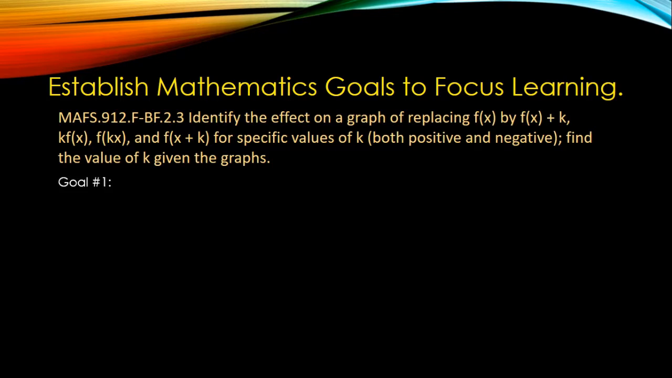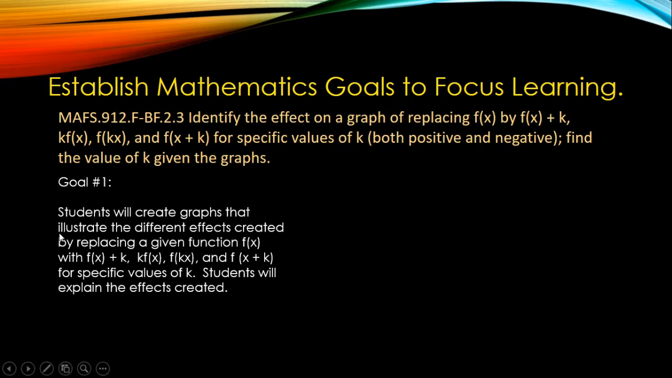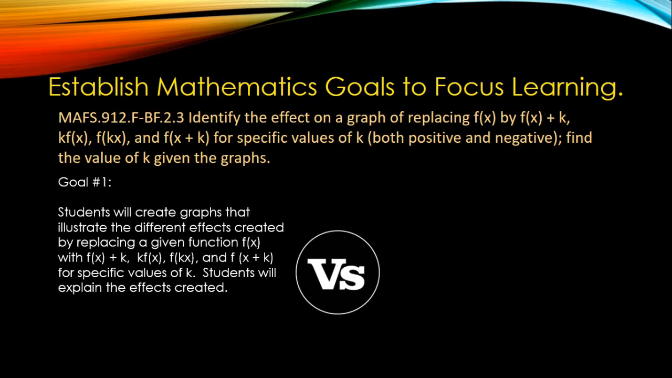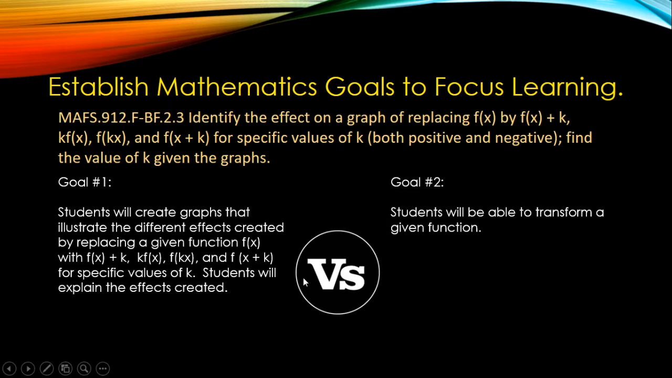Goal number 1 states, students will create graphs that illustrate the different effects created by replacing a given function f(x) with each of these for specific values of k. Students will explain the effects created. On the other hand, Goal 2 says students will be able to transform a given function. Both of these goals fall under this standard.